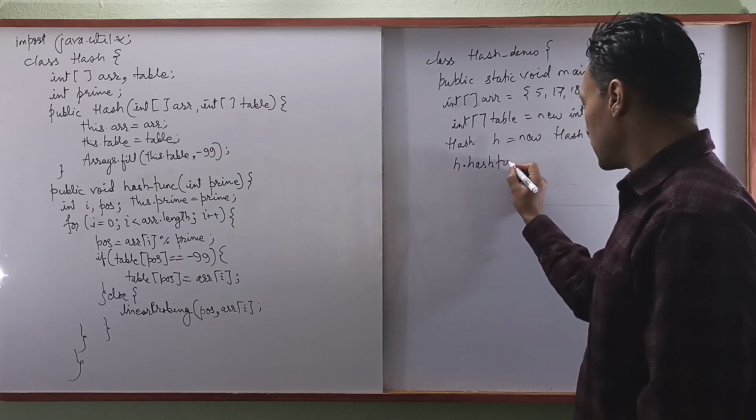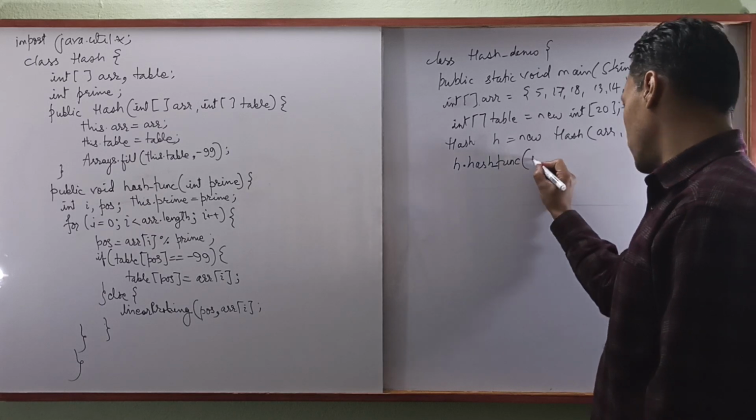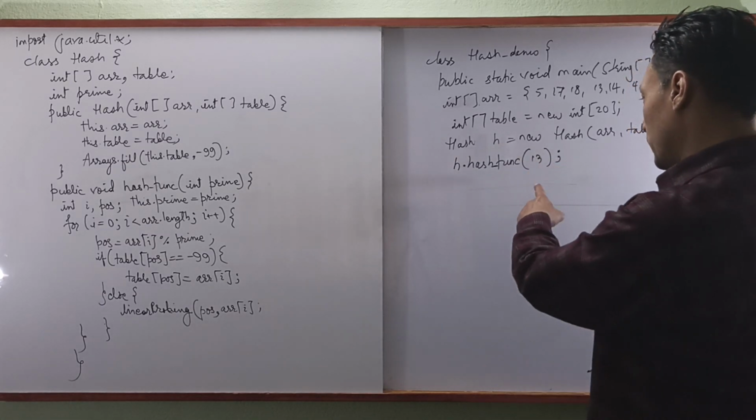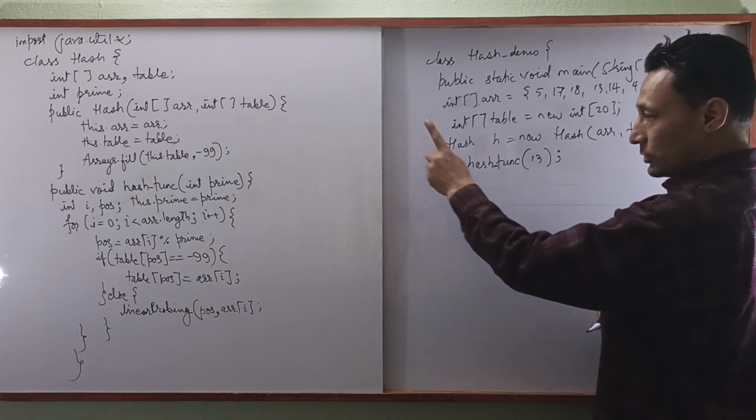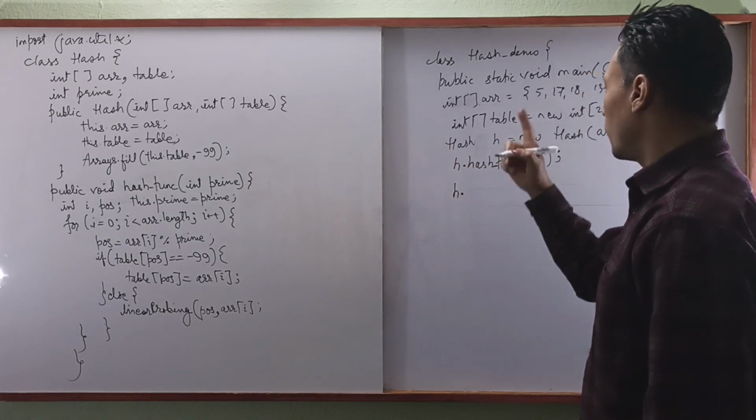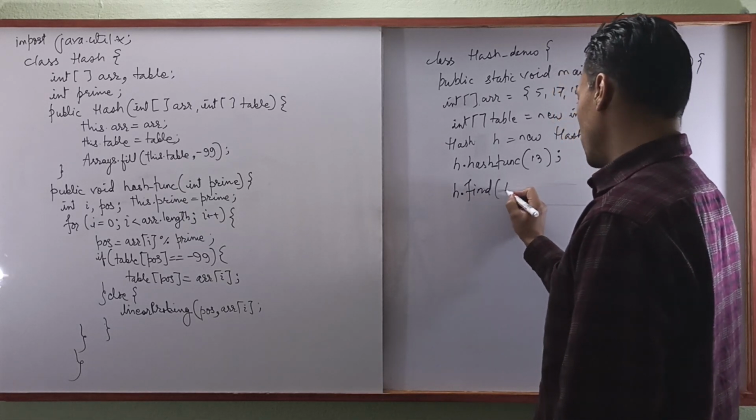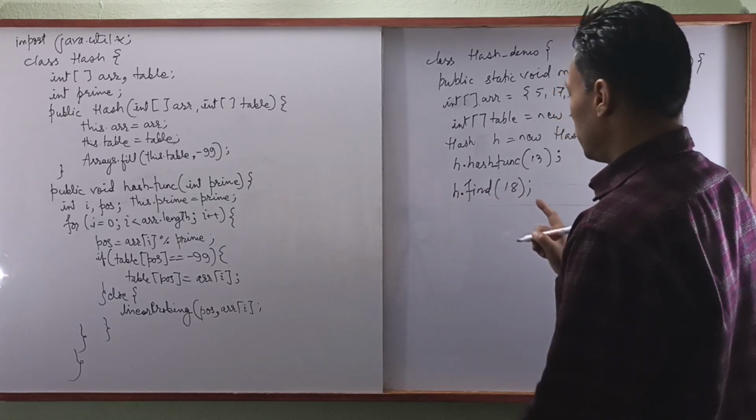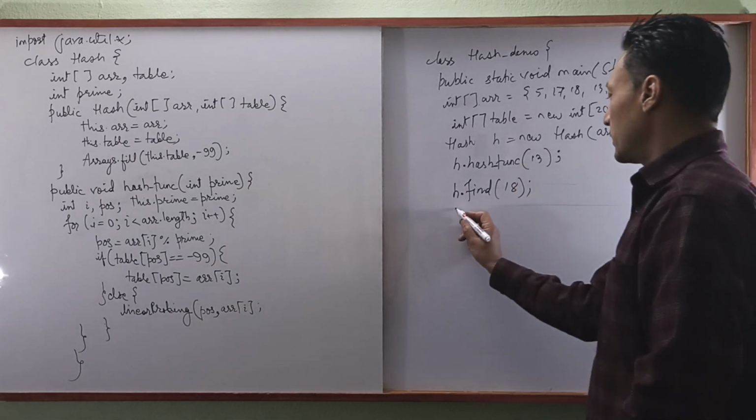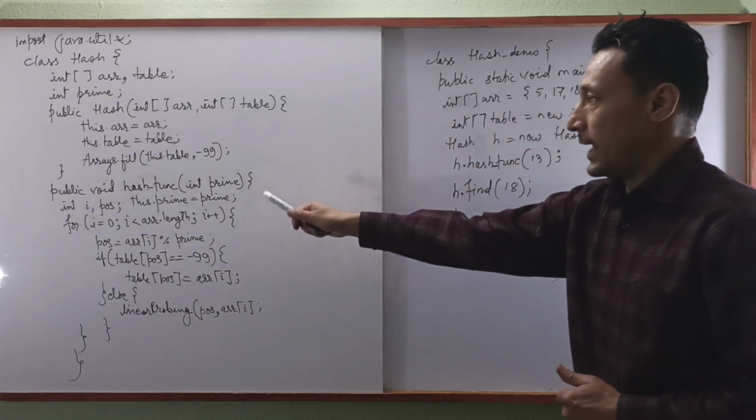hashFunc. Now we have to pass the prime number. Let's suppose this is 30. So in this way we can hash the values to the table. Now let's suppose we have to search using the method find. Let's suppose 18. Now it will find the position of 18 and display the position.